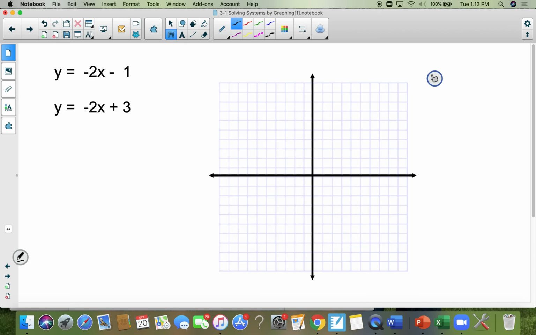So here's the other two. I put my first dot on the y-axis at a -1, and I'm going to go down 2 and over 1, down 2 and over 1, down 2 and over 1, down 2 and over 1, and I connect my dots.